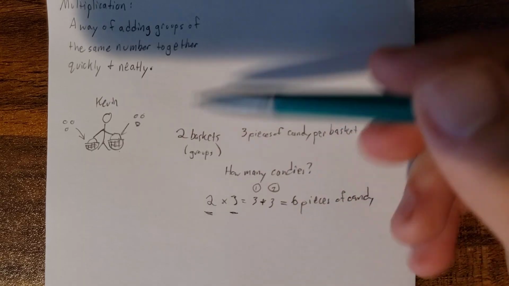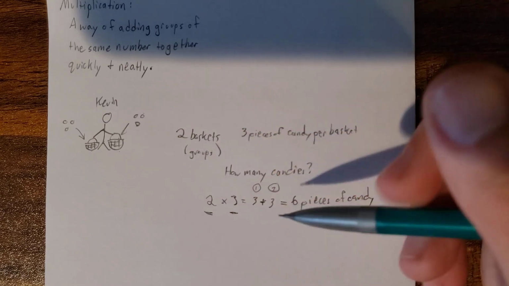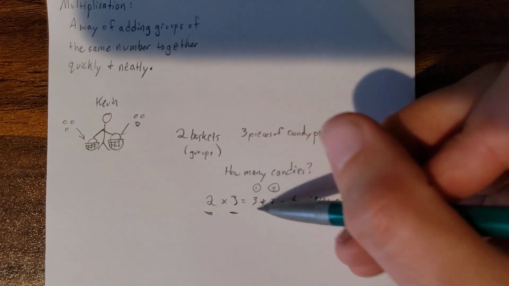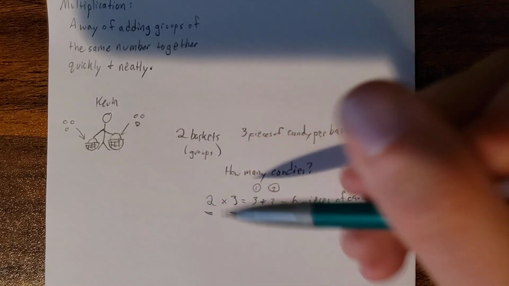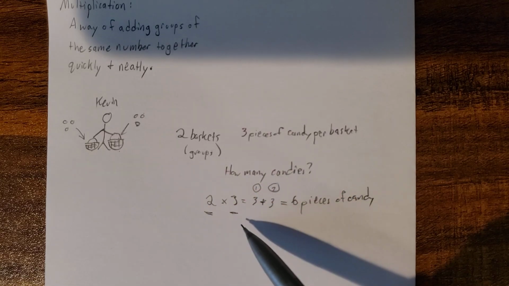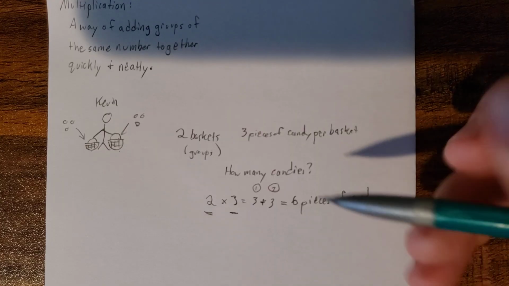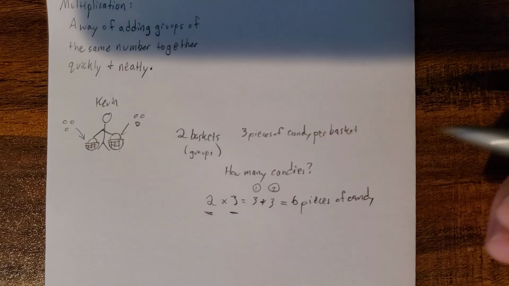And we can show that either by counting the candies individually, adding them up together, or doing the multiplication. Out of all of these, the fastest way of doing this is simply through the multiplication. You're just counting these groups of 3 together.